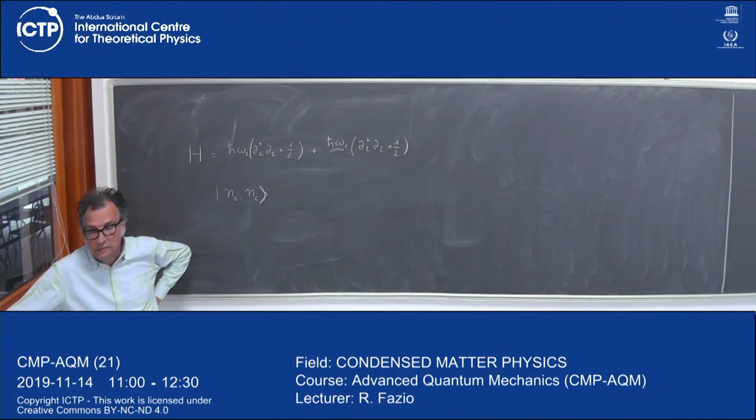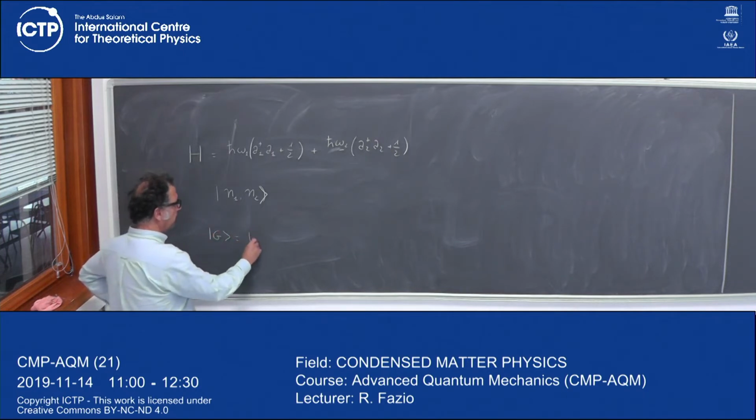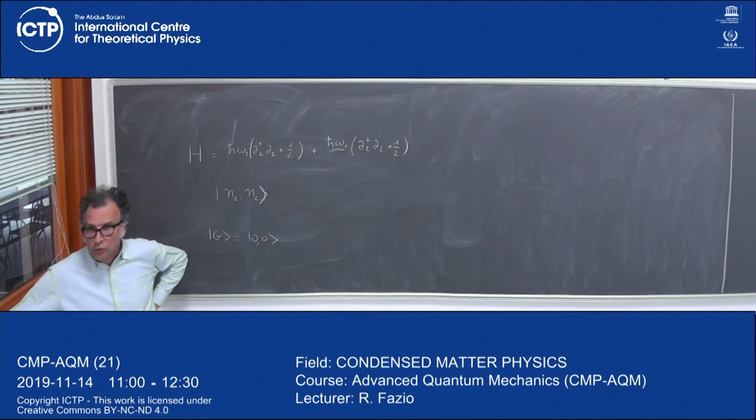A1 equals to 0 and 0. Perfect. So the ground state is 0, 0. So the first excited state: 1, 0 and 0, 1.